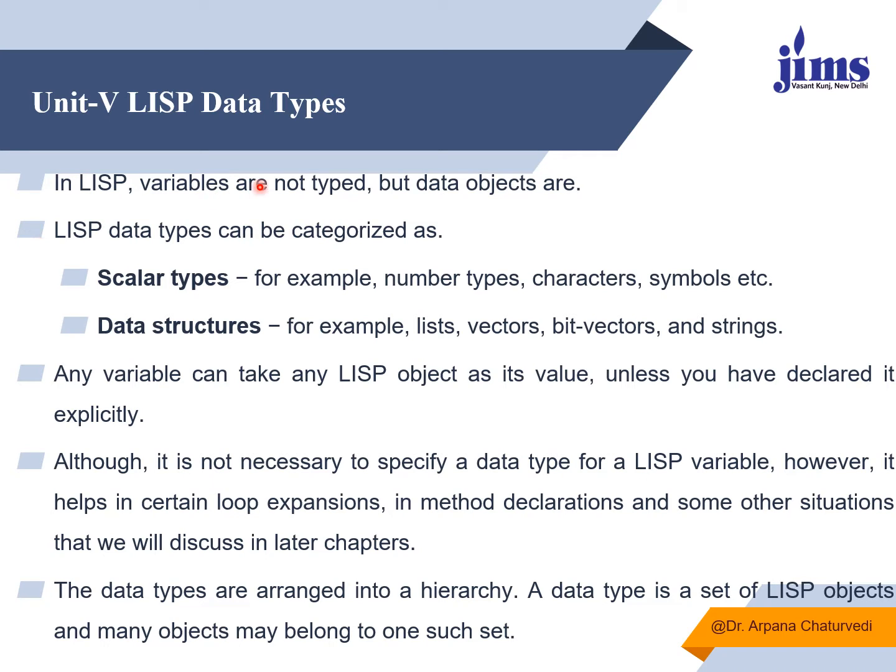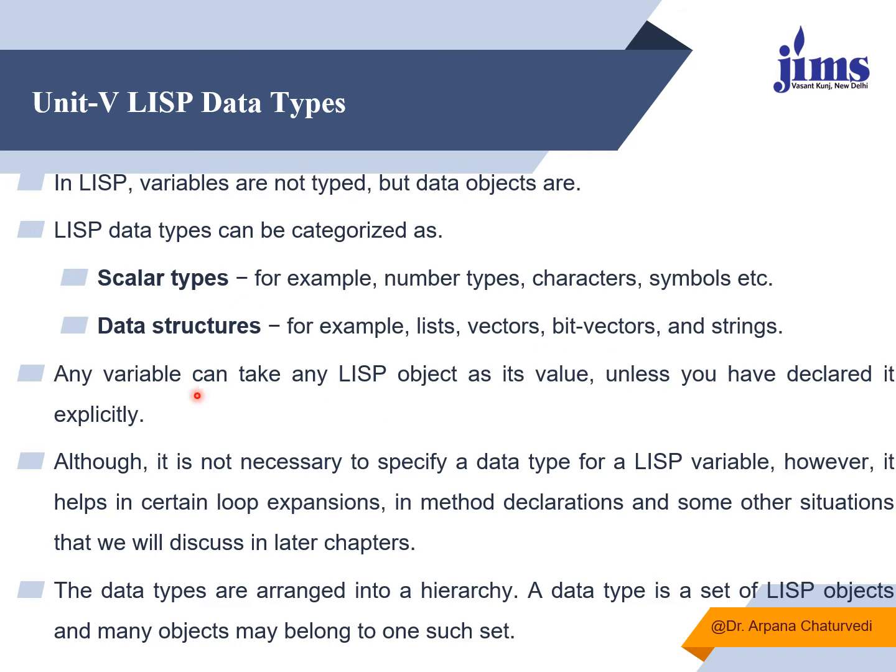Basically in Lisp variables are not typed, but they are objects. They are treated as an object, data objects. And we can categorize these data types into two forms. First is scalar type and second is data structure. When we talk about scalar type, the examples are like number types, character types, symbol types. And when we talk about data structure, information which is organized in the form of a particular structure, the examples are list, vectors, bit vectors, and strings.